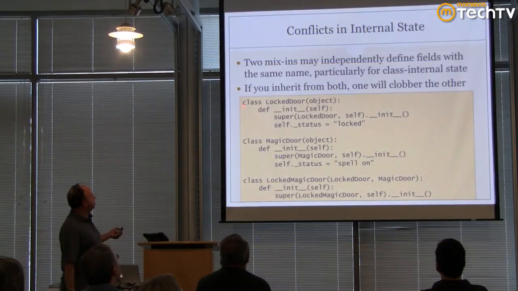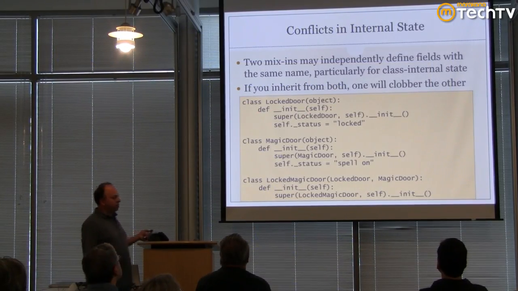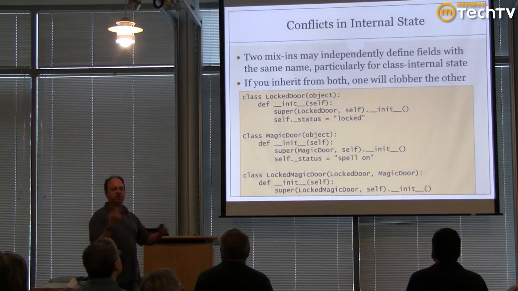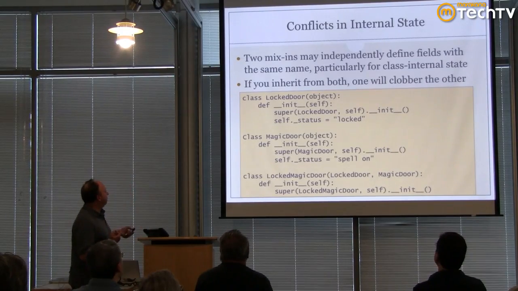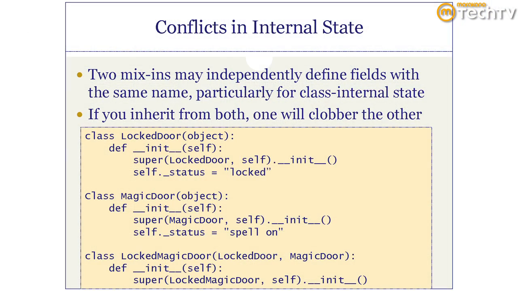Another issue is that you may have multiple mixins. Here again, the idea is we're trying to combine independent code. And they may define some state fields, like private state fields, let's say status. These two mixins are defining the status field, but they have different meanings. This mixin is assuming that it is defining it and using it internally.